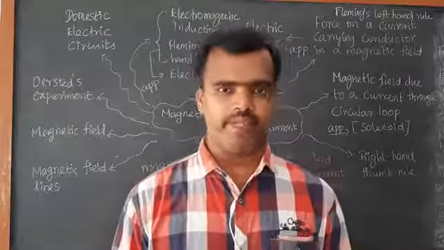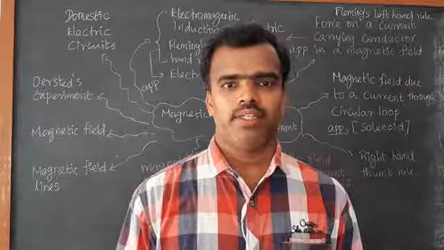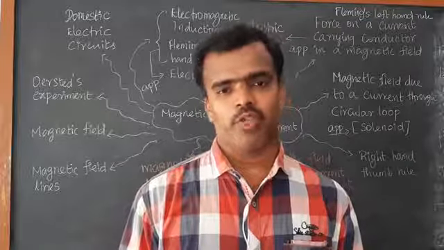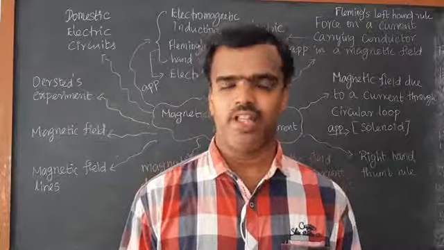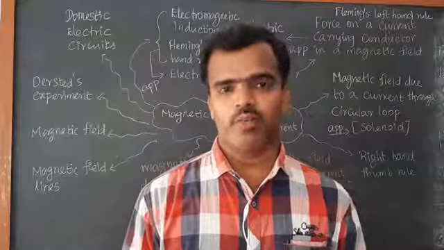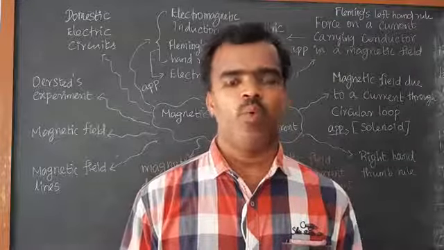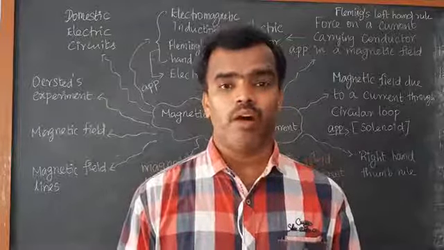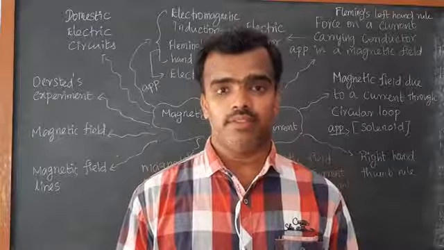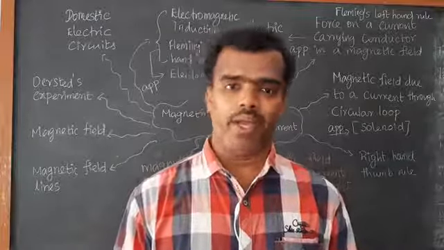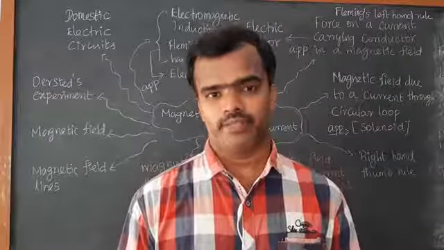So what will happen if a current is passing through a wire? Yes, in the last chapter we dealt with only the current. Now we are moving on to how current is related to the magnetic field, or how the magnetic field is related to current.